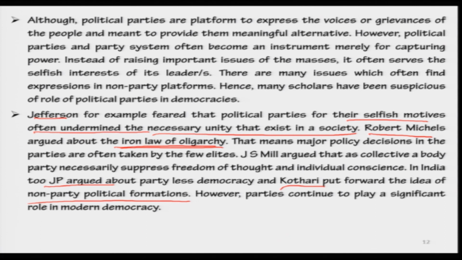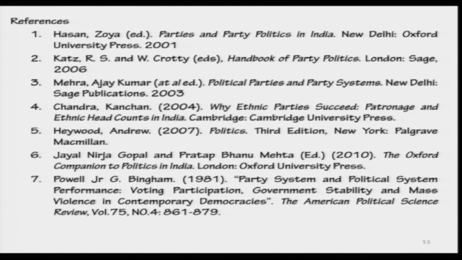However, political parties continue to play a significant role in modern democracy, and therefore, understanding of modern democracy and its effectiveness requires the understanding of political parties in the modern democracy. So, that is all in today's lecture.